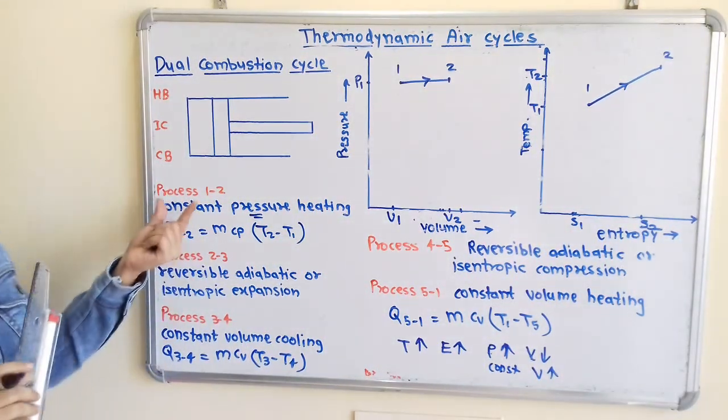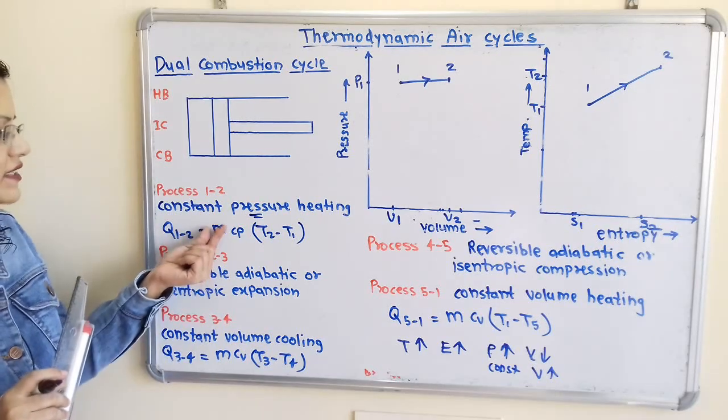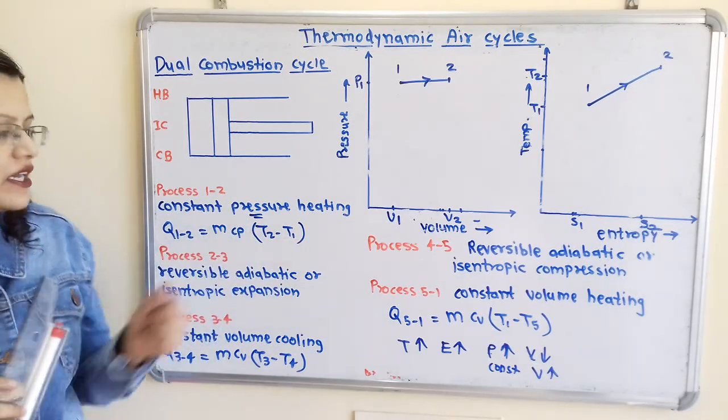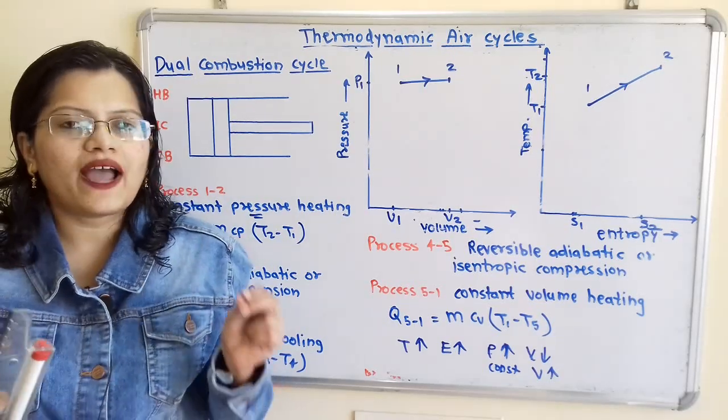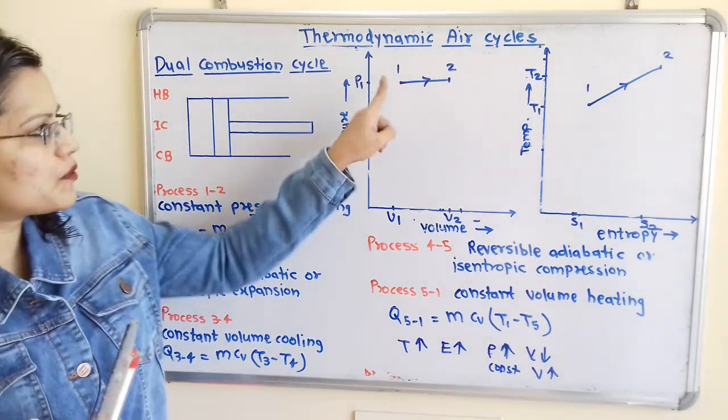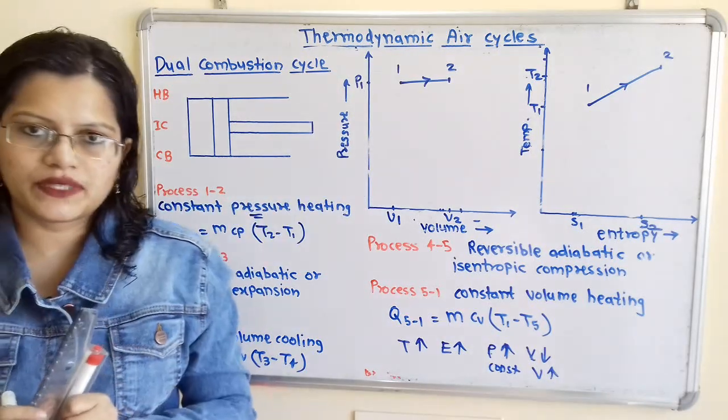Then what is the amount of heat that is getting absorbed? That is m Cp (T2 minus T1). Now Cp is the specific heat at constant pressure. Why do we have to take that? Because this process is taking place at constant pressure.